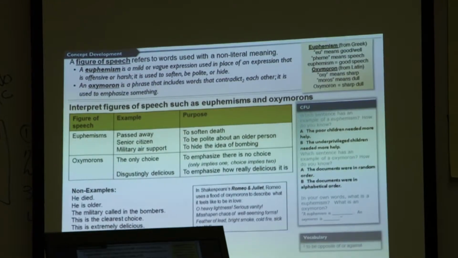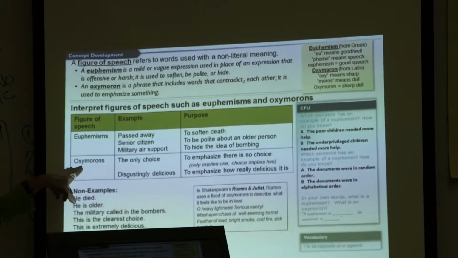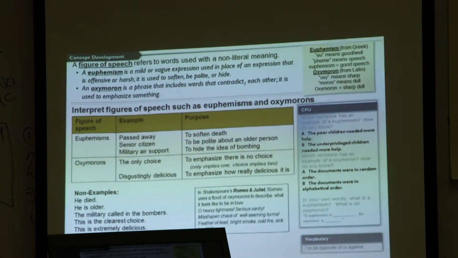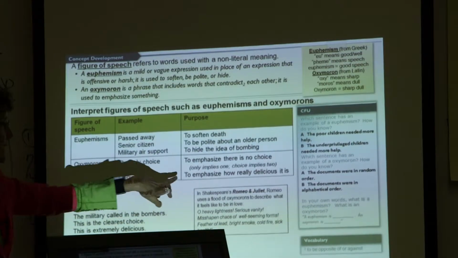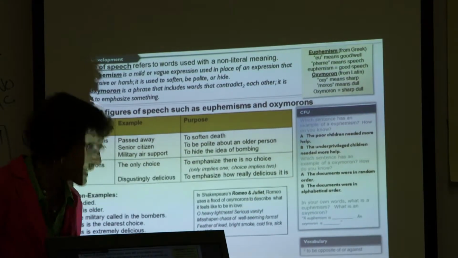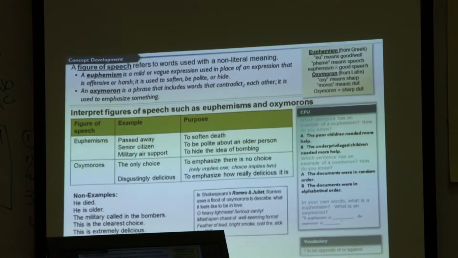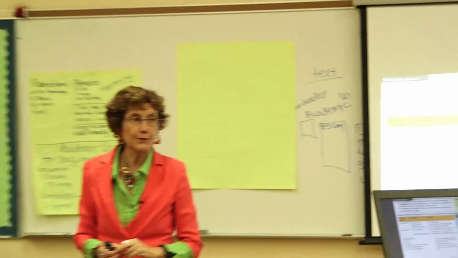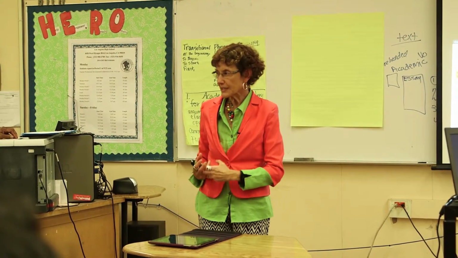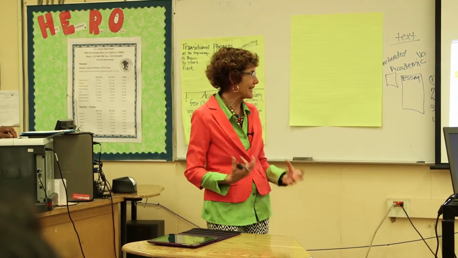Yummy. So we have an oxymoron, because we have two words that are contradicting each other. And why do we do it? Let's read it. To emphasize how really delicious it is. And that's what happens when we use oxymorons. We're trying to use contradiction to emphasize that something is really better.